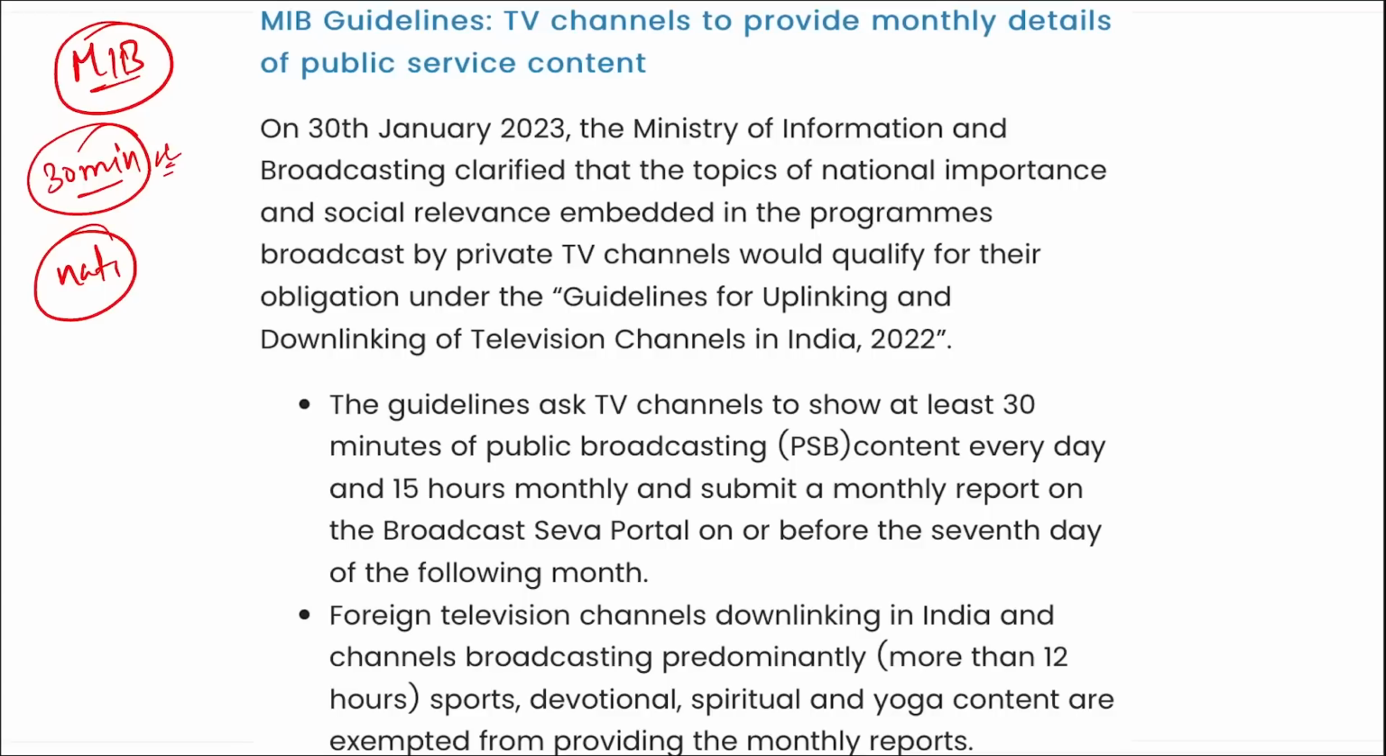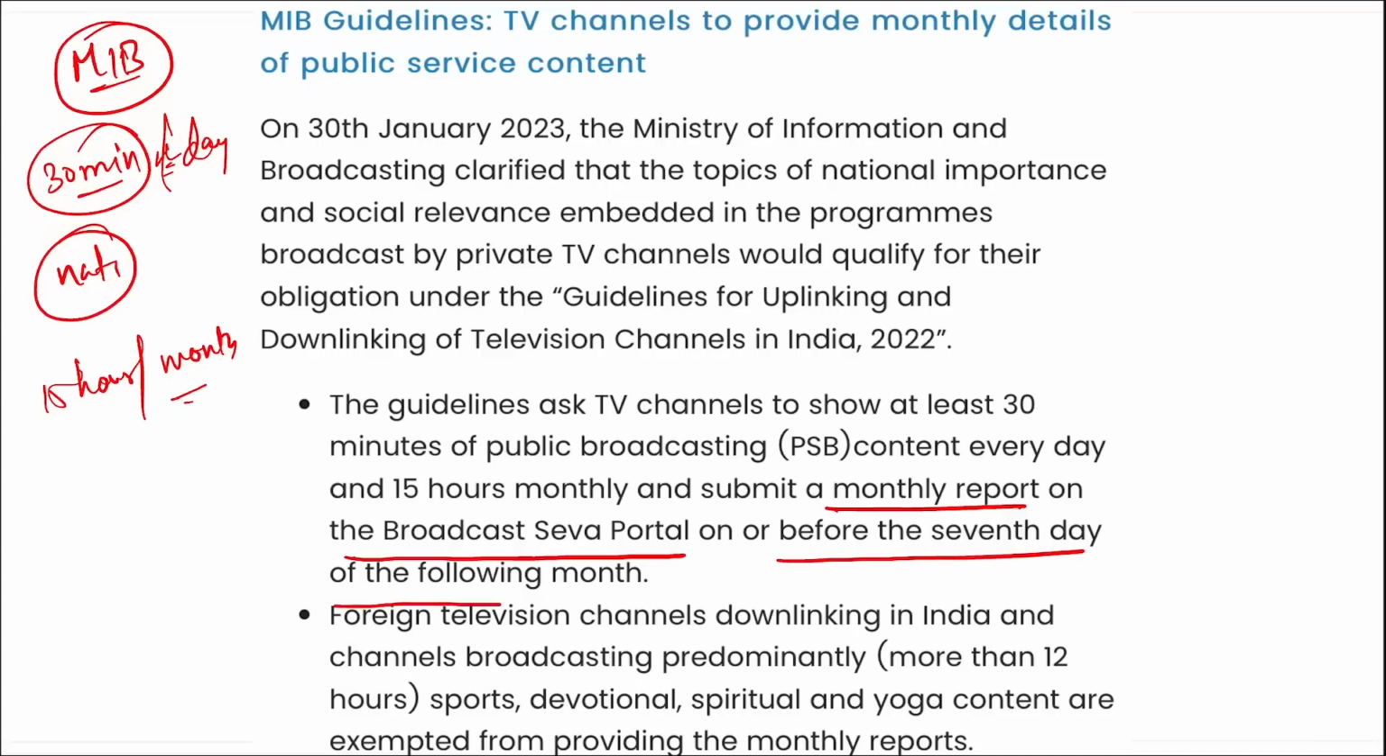But now another guideline has been issued that has asked the TV channels to show at least 30 minutes, and this is 30 minutes per day. That means 15 hours per month. And then they also have to submit a monthly report on the Broadcast Seva portal on or before the 7th day of the following month. And these are the guidelines that have been recently issued.